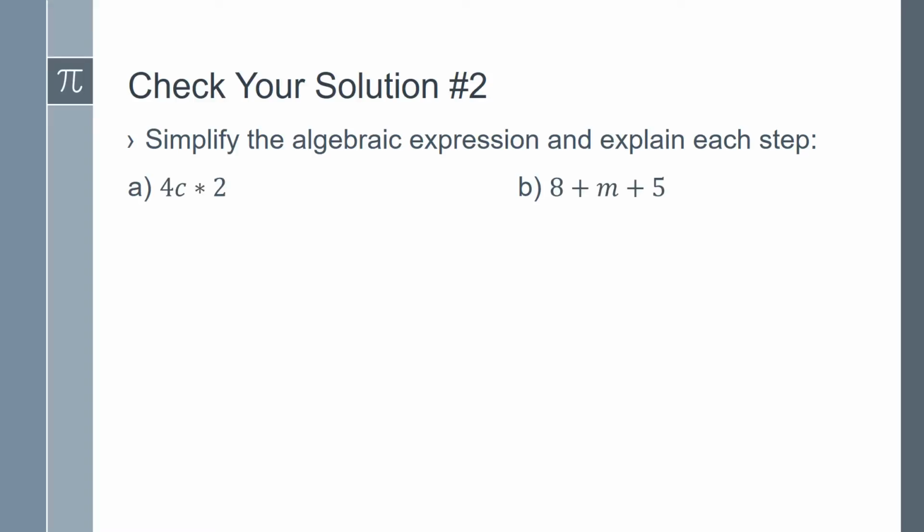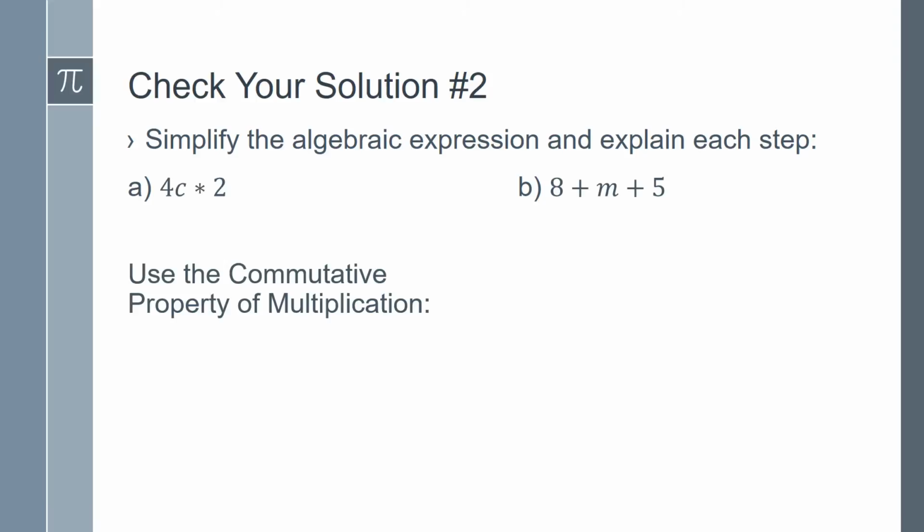For part A, we currently have the expression 4c times 2. We will use the commutative property of multiplication to rearrange. Now we have 4 times 2c. 4 times 2 is 8, so this expression simplifies to 8c.